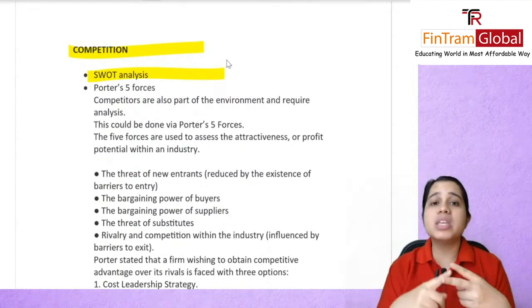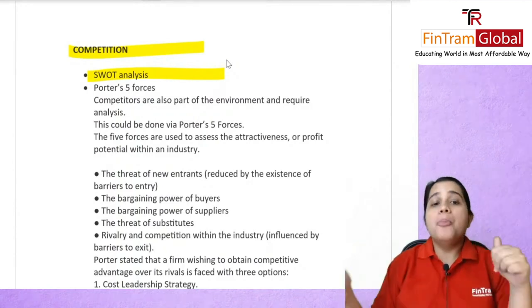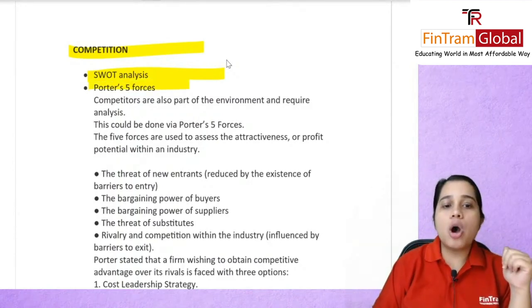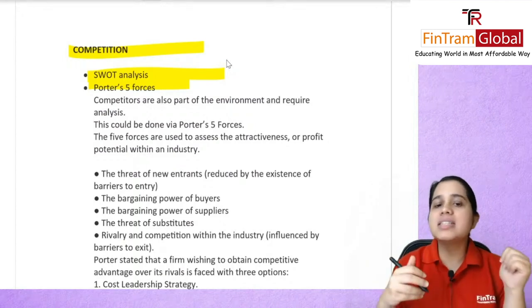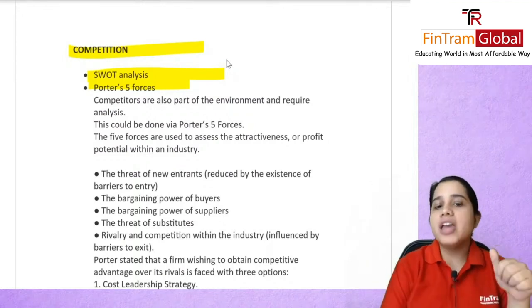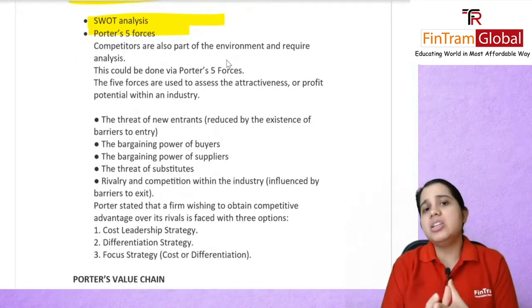What are the strengths, weaknesses, opportunities and threats for that company? Porter's five forces. Here, your competitors are also part of the environment and will require some analysis. This can be done by using your five forces. What were these five forces? Basically, you'll see how attractive that industry is.